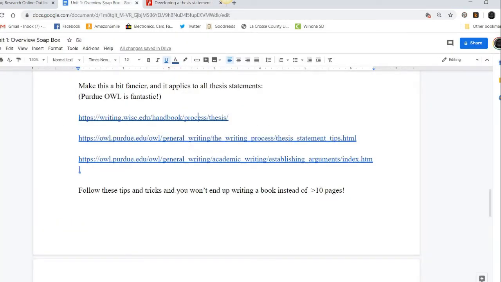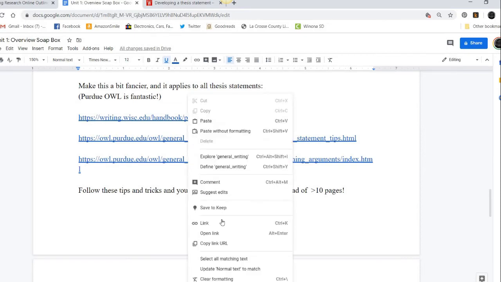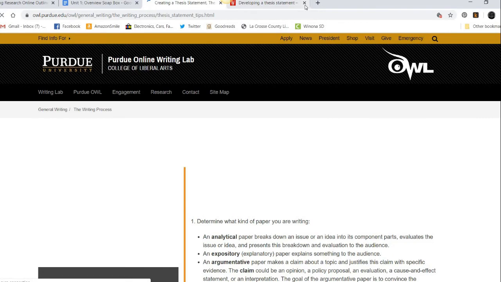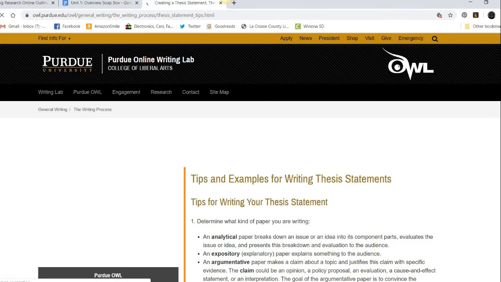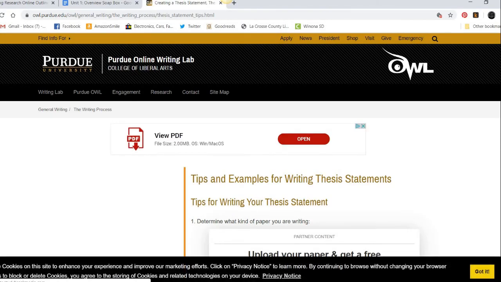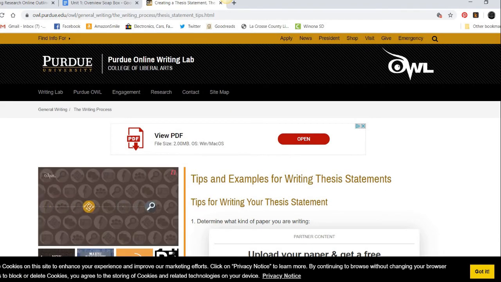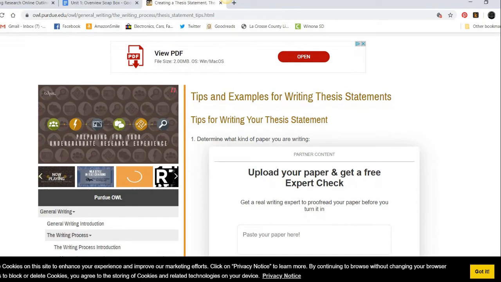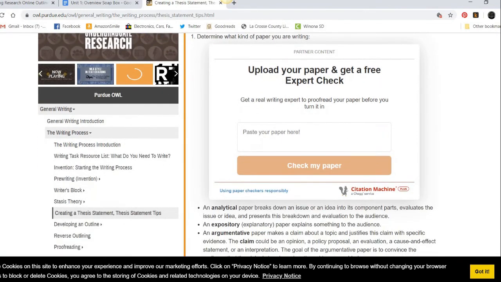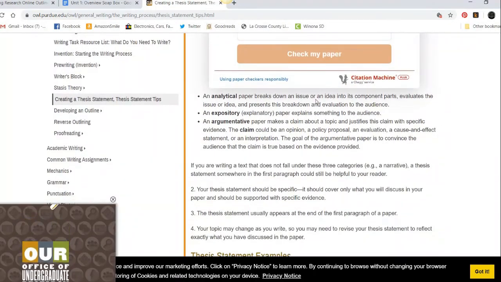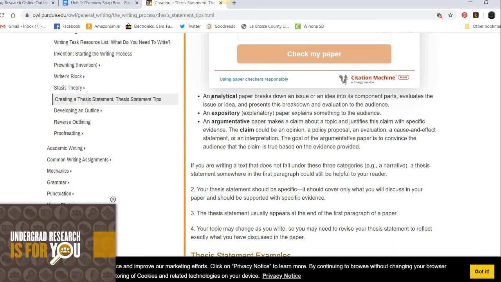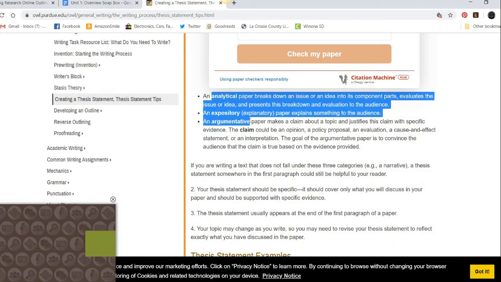Okay. Bear with me. I am not sure if this one or the second one is the best to look at right now. I actually picked this because I love Purdue and their online writing lab. Purdue OWL is fantastic. Determine what kind of paper you're writing. Please, for the love of everything, always have these three together.